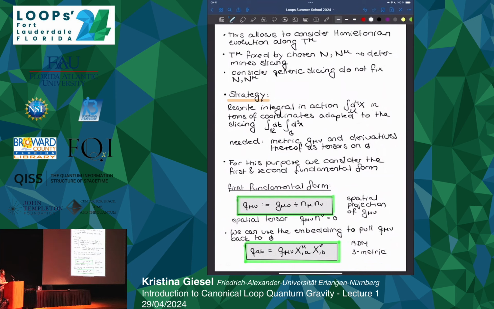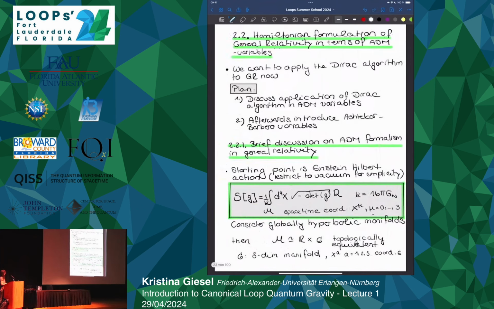Now, how do we get this final Hamiltonian formulation? So the idea is to rewrite the Einstein-Hilbert action here. I restrict to the vacuum case here for simplicity, but in principle, you can do this also if you add matter.